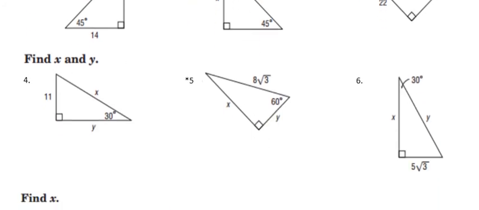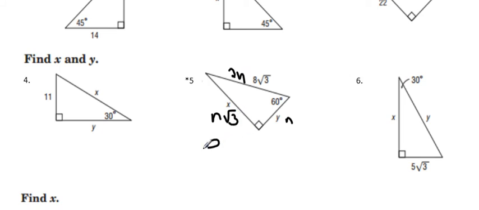Number 5. So you can tell by this that it's a 30, 60, 90. So let's go ahead and label. That means the hypotenuse is 2n. The side opposite 30 is n. And the side opposite the 60 angle is n square root of 3.